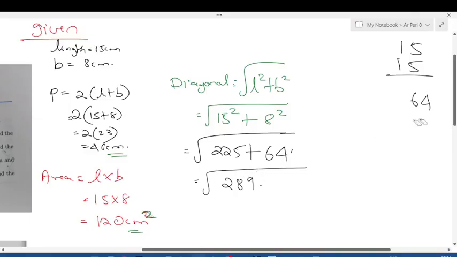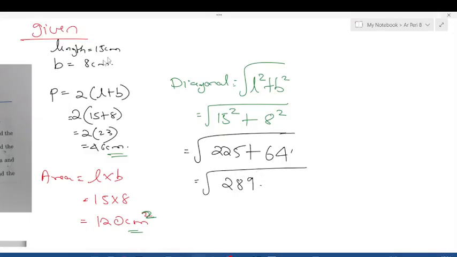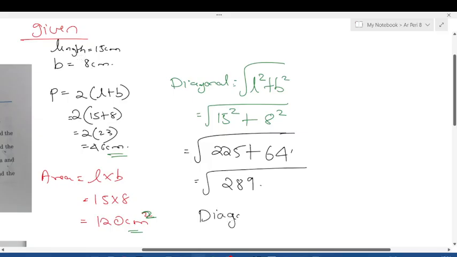Now I don't need this square root, students. I have to remove the square root. Without the square root, we need to find the answer. I'll teach you how to do that. Diagonal. In order to remove square root, we have to factorize 289. First complete it till here, then stop writing.